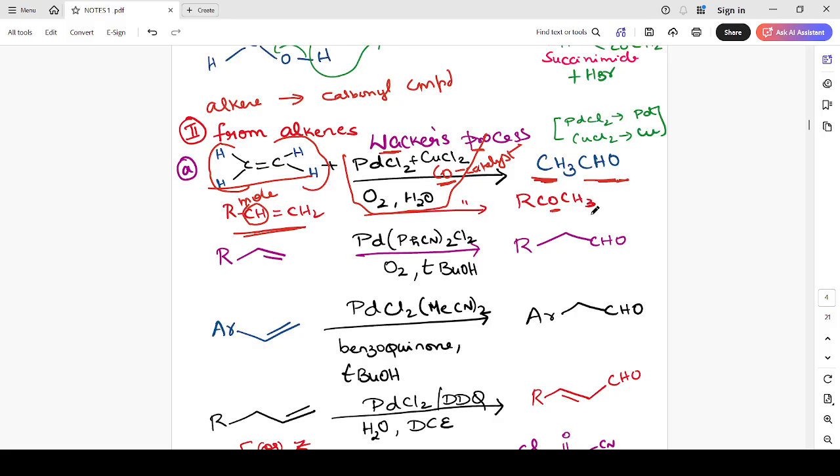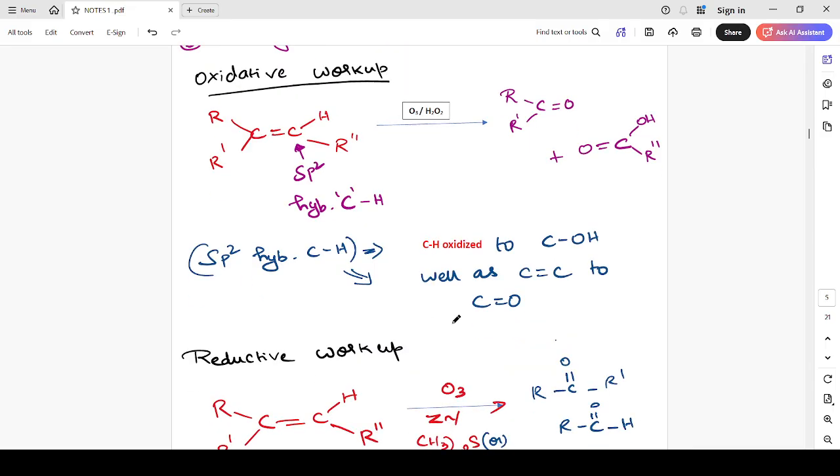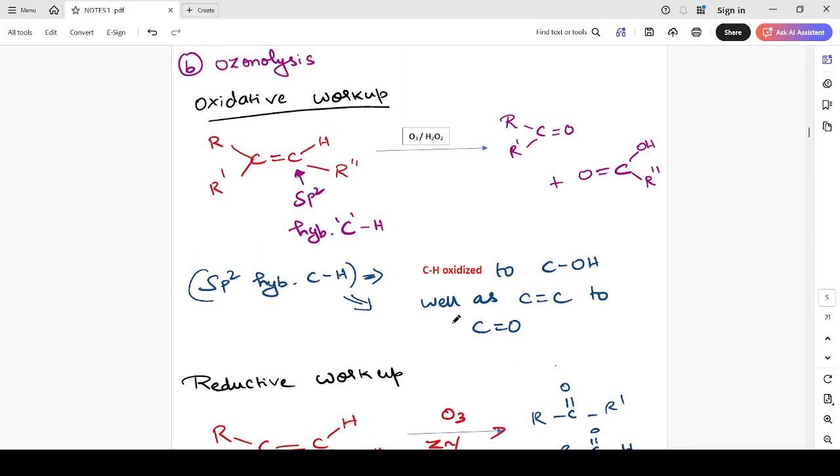Right. I am skipping this part and all. It is not for JEE level. It is for GATE level. I am going for the next reaction.